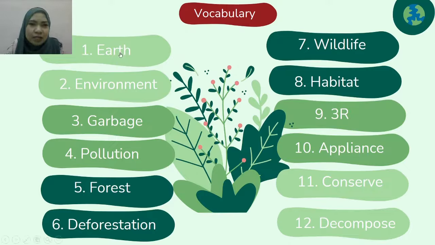Okay, number 1, earth. Number 2, environment. 3, garbage. 4, pollution. 5, forest. 6, deforestation. 7, wildlife. 8, habitat. 9, 3R. 10, appliance. 11, conserve. 12, decompose. I will repeat the word one more time and please repeat after me.